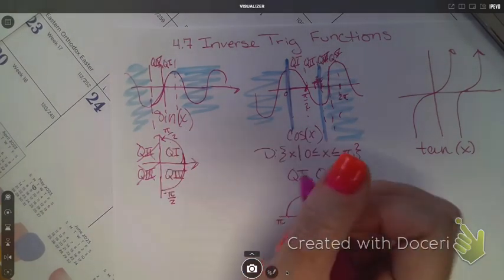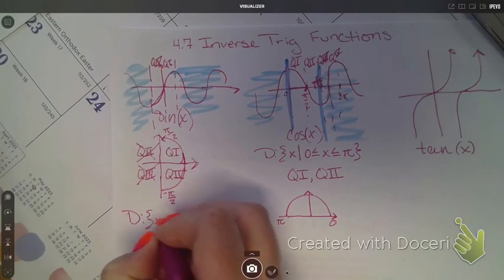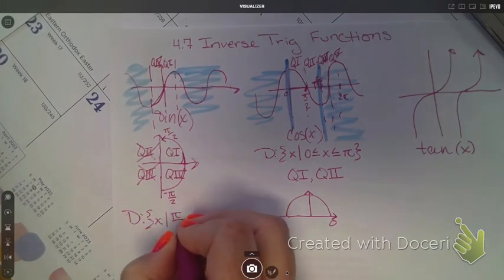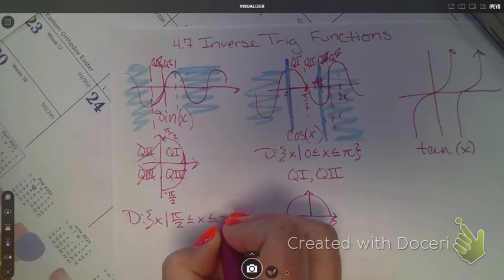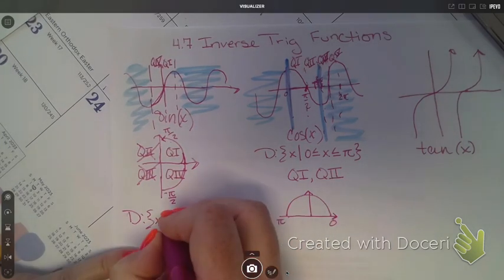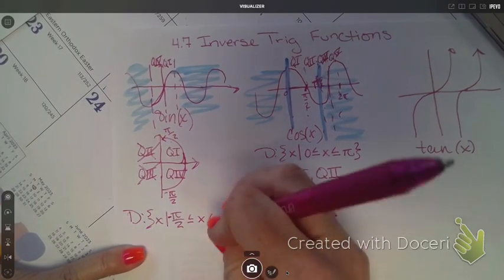So our domain is x such that pi over 2 is less than or equal to x, which is less than or equal to, oh, that's negative pi over 2. I went from biggest to smallest. That was bad, wasn't it?